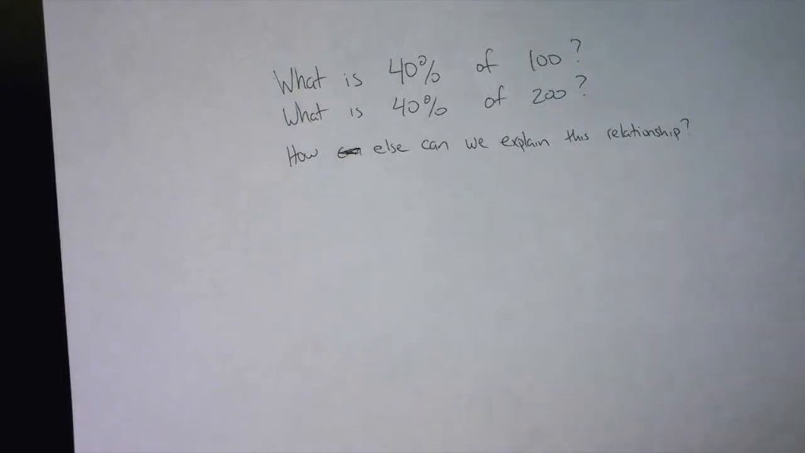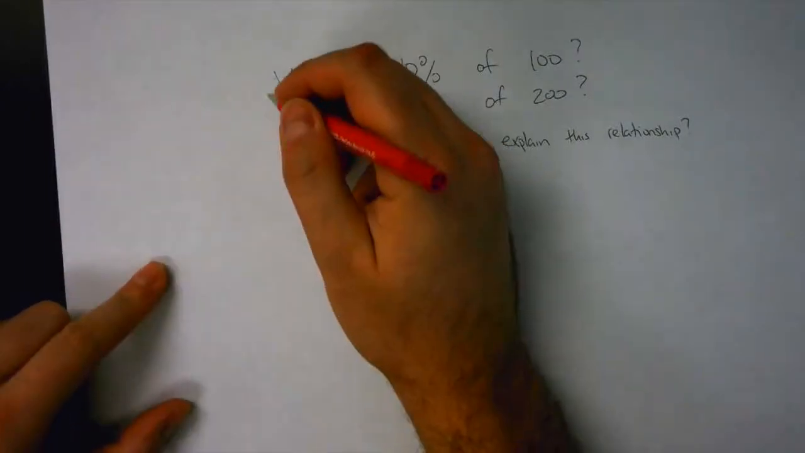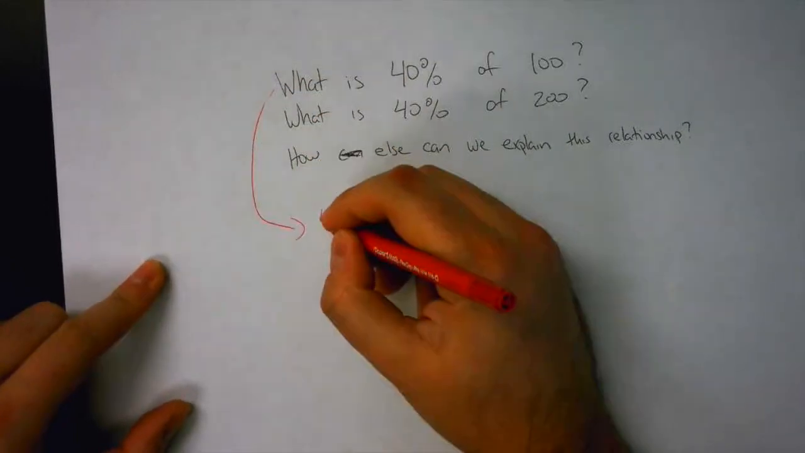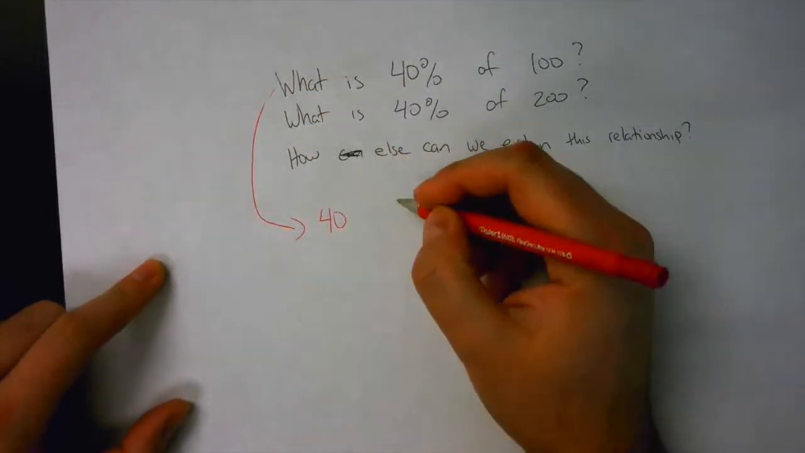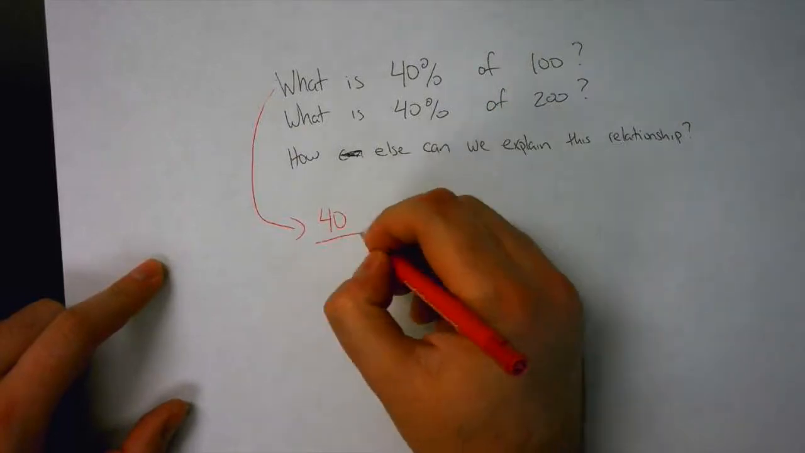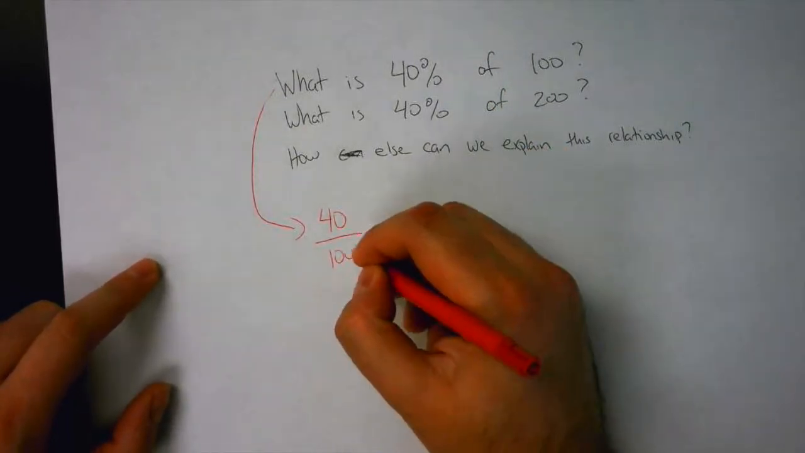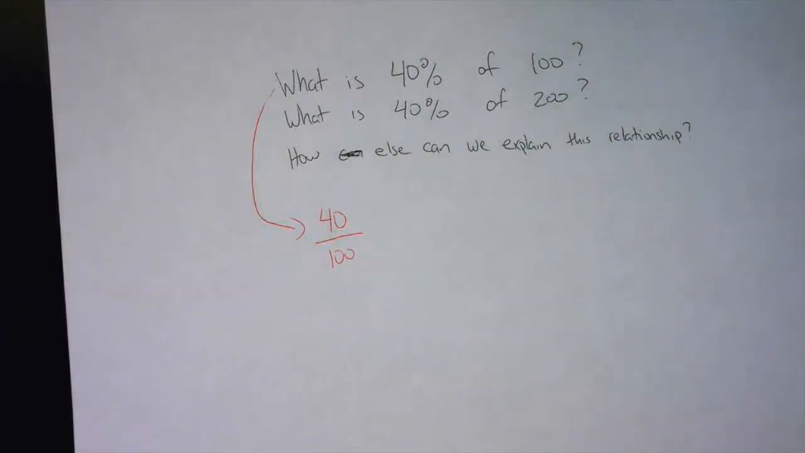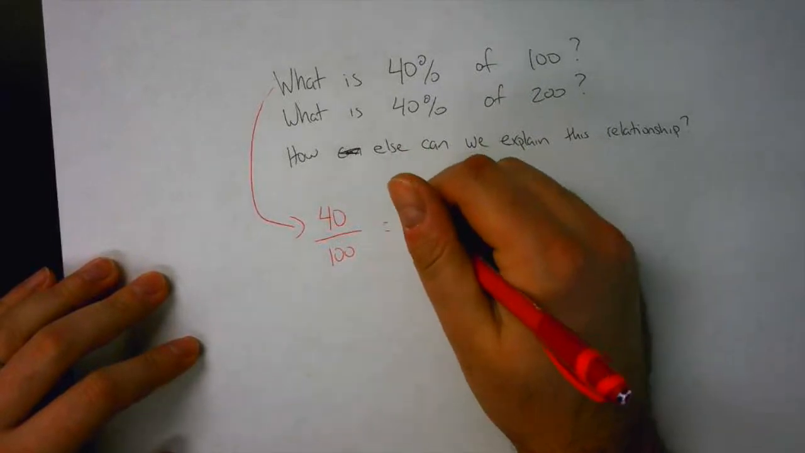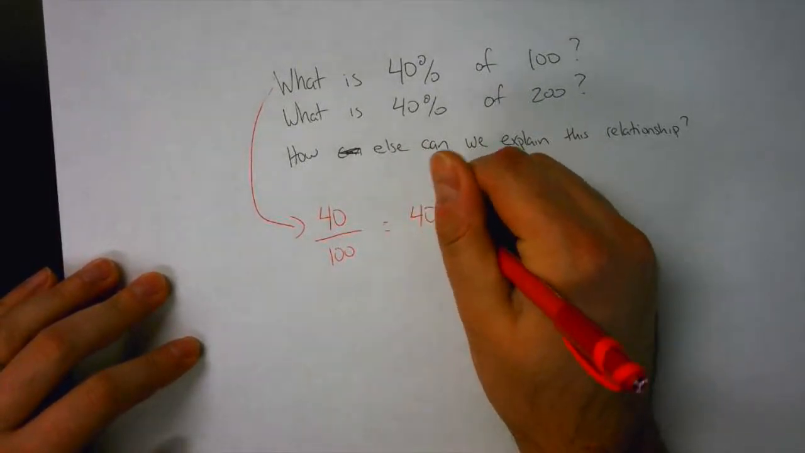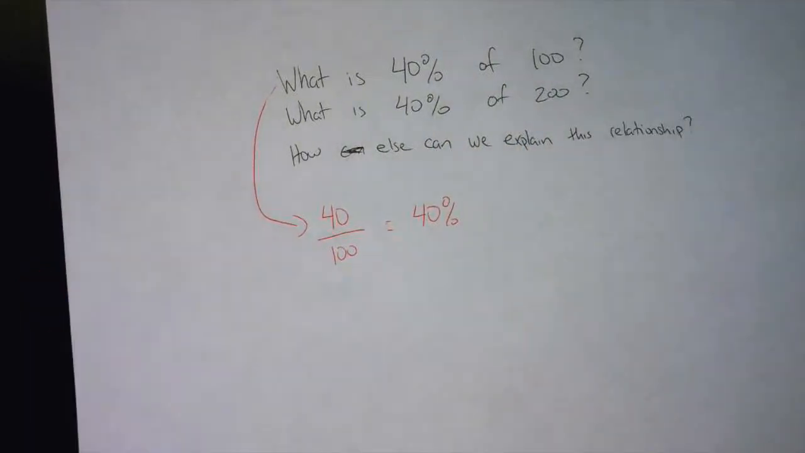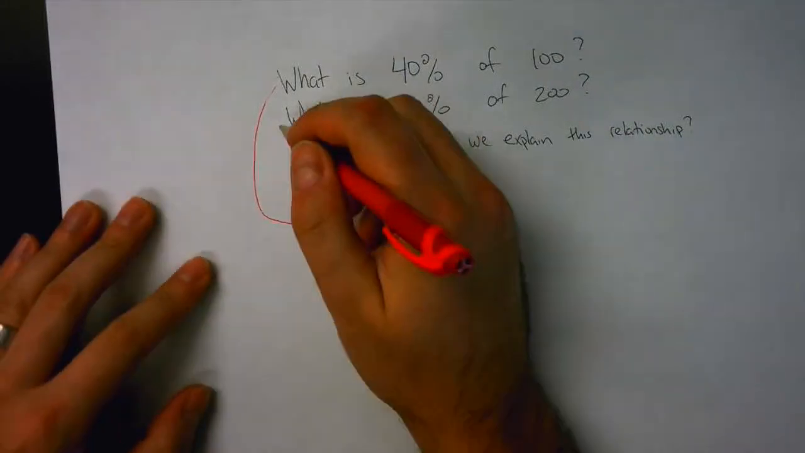Let's go with Tim. So how did you get 40? So you know that percent is always out of 100. So it's like writing 40 over 100, right? Yeah. So that's how you get the 40%. It is equivalent. It's an equivalent value. Okay. So how would we get the next one?